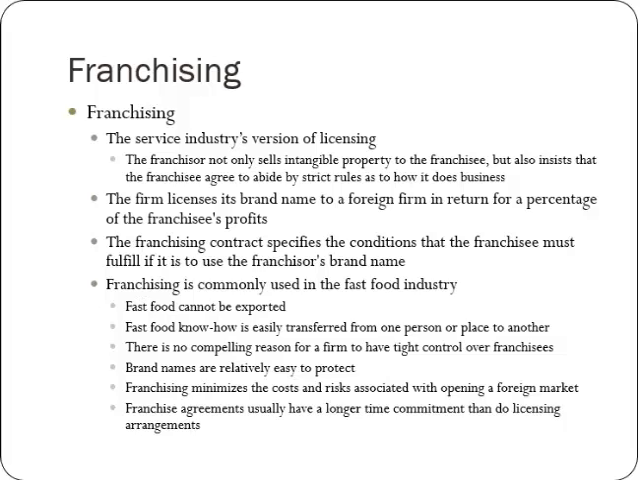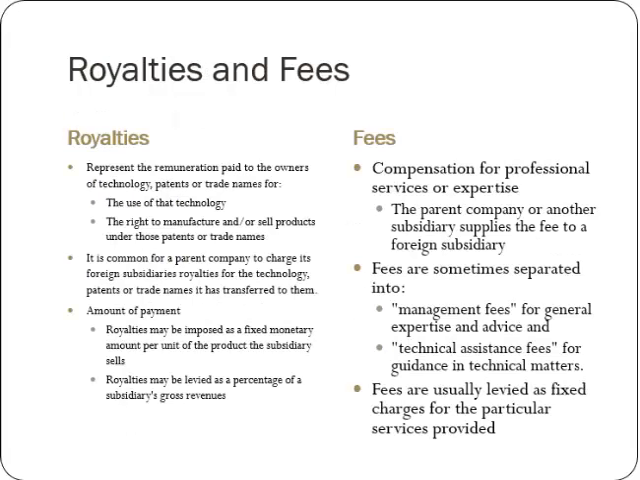The reason why this is often used is because fast food can't be exported. You can't make a burger in Kentucky and ship it to Paris and have them eat it there. I suppose you can, but it really would not be very efficient. Fast food know-how is easily transferred. It doesn't take that much of a secret to get people to know how to flip a burger. There's no compelling reason for a firm to have tight control over the franchisees. Brand names are relatively easy to protect. They're associated with McDonald's, associated with Starbucks. Franchising minimizes the costs, and of course, franchising is more permanent and more lasting than simple licensing agreements.